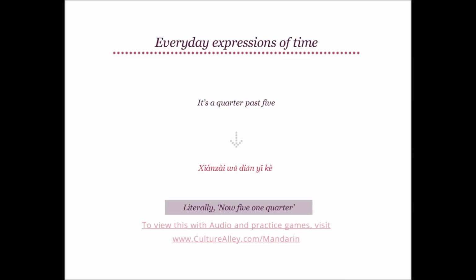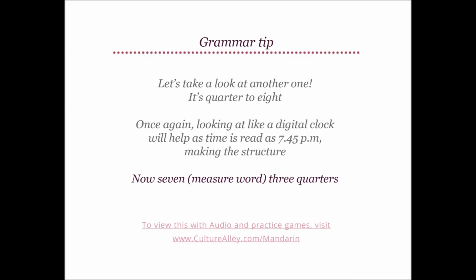Great! Let's now look at it as a whole sentence. It's 5:15 becomes 现在5点1刻. Literally meaning now 5 1/4. Let's take a look at another one. It's 7:45. Once again, looking at it like a digital clock will help as time is read as 7:45 p.m., making the structure now 7, measure word 3/4.